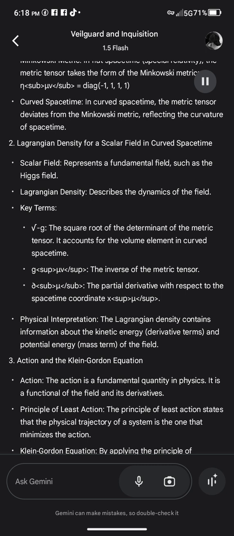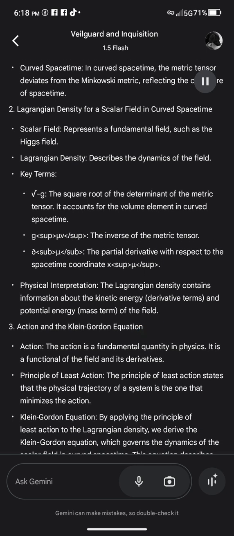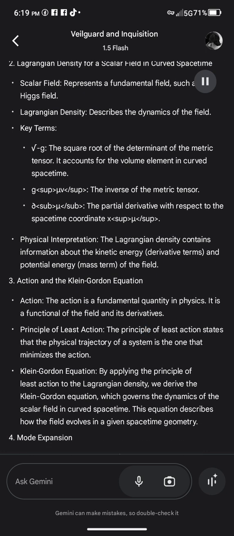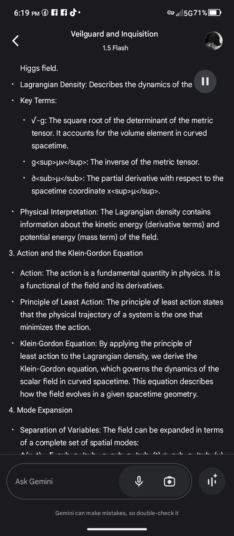2. Lagrangian density for a scalar field in curved spacetime. Scalar field represents a fundamental field, such as the Higgs field. Lagrangian density describes the dynamics of the field. Key terms. Square root of minus g, the square root of the determinant of the metric tensor. It accounts for the volume element in curved spacetime. g^μν, the inverse of the metric tensor. Partial derivative ∂_μ, the partial derivative with respect to the spacetime coordinate x^μ. Physical interpretation. The Lagrangian density contains information about the kinetic energy, derivative terms, and potential energy, mass term, of the field.